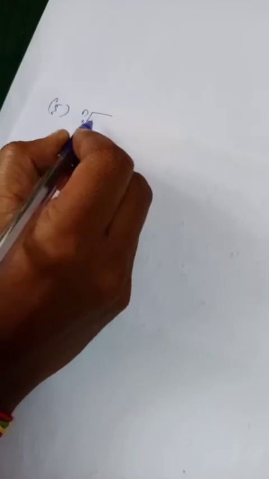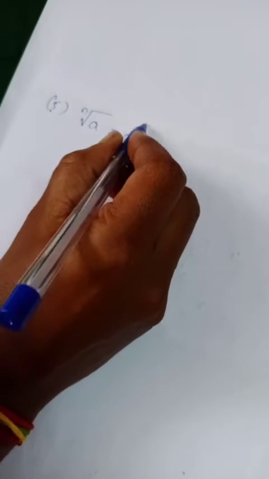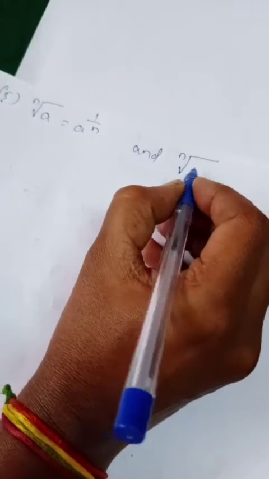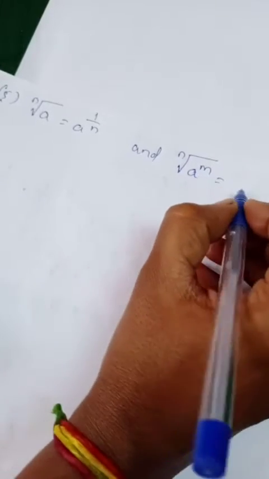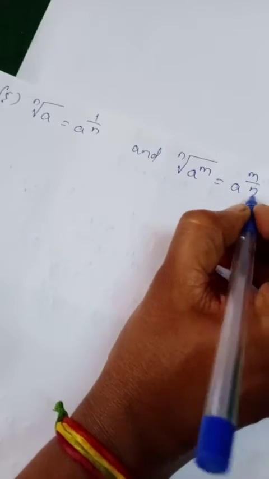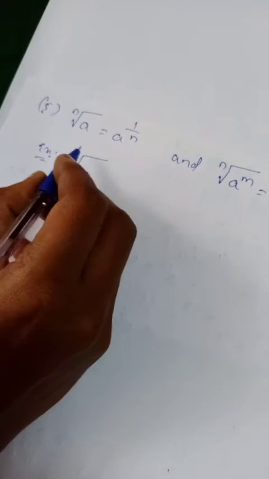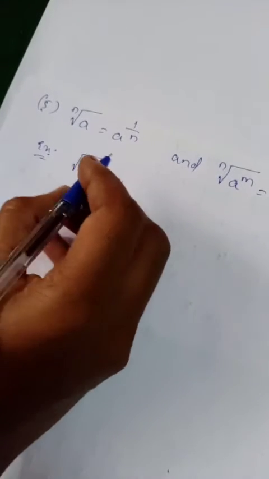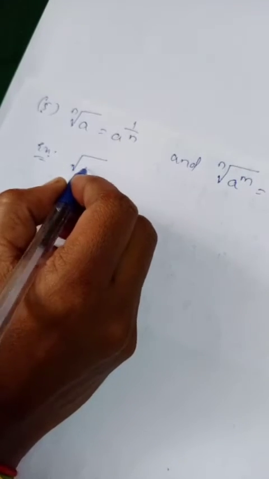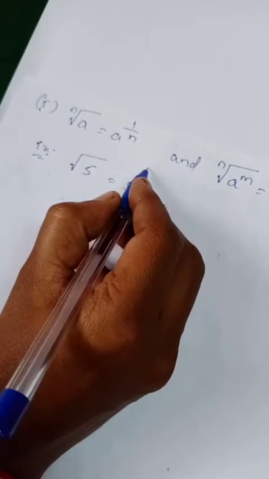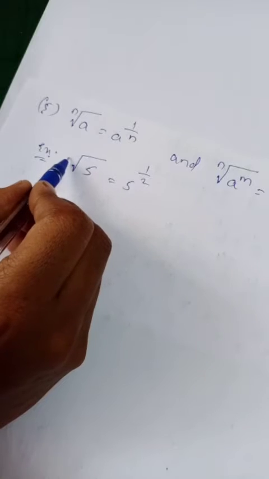Fifth one is: nth root of a is equal to a raised to power 1 upon n, and nth root of a raised to m is equal to a raised to m by n. For example, square root of 5 is equal to 5 to the power 1 upon 2. Here nothing is written, which means you always have to consider this as a 2.